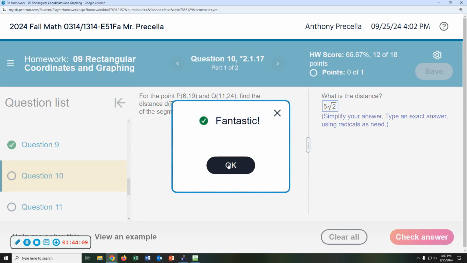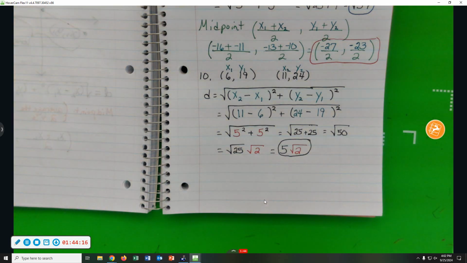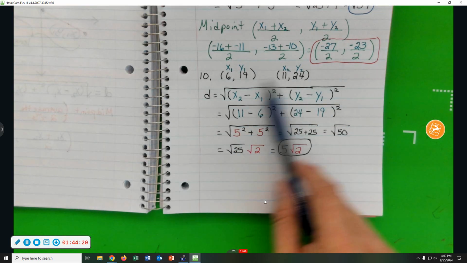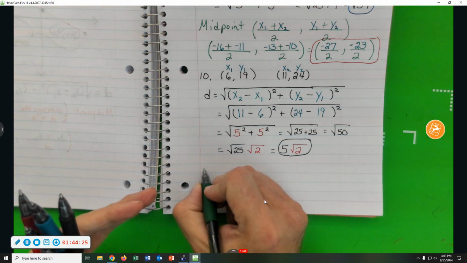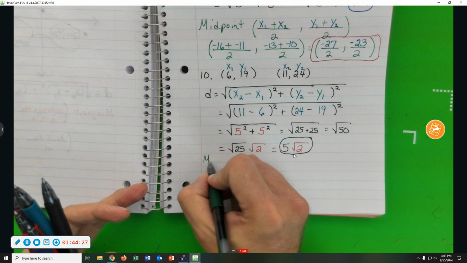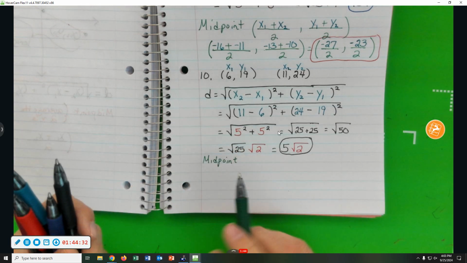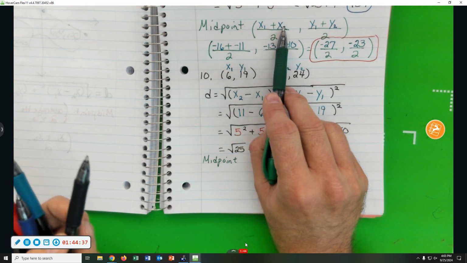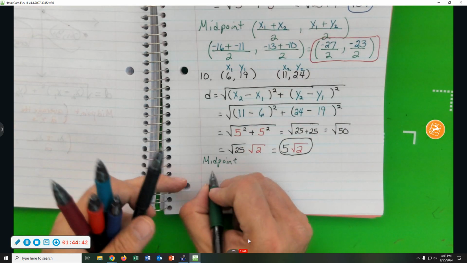Any questions? Now we've got to find the midpoint. Most people consider the distance formula a little messier than the midpoint. So for the midpoint, here's the midpoint formula right here. I don't even think you have to rewrite it, so it'll all fit on that same page. Okay, you're right. So it's add the two x's, divide by 2, add the two y's and divide by 2.